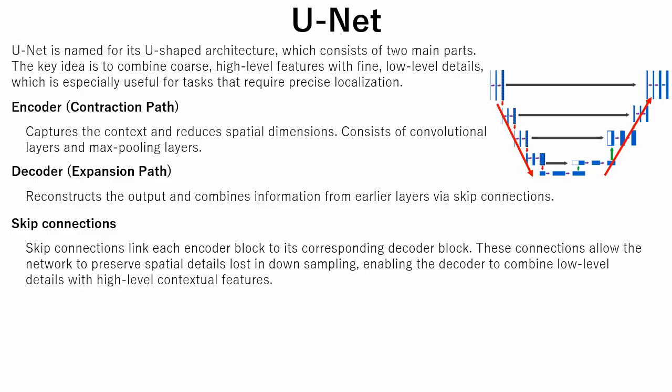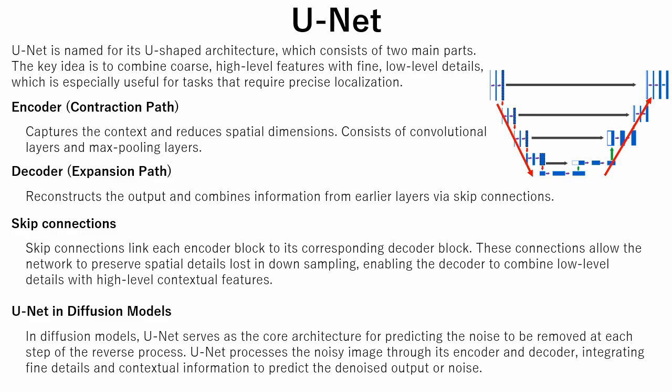Another distinctive feature of the U-Net is skip connections. Skip connections link each encoder block to its corresponding decoder block. These connections allow the network to preserve spatial details lost in downsampling, enabling the decoder to combine low-level details with high-level contextual features.